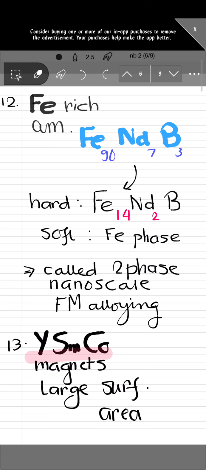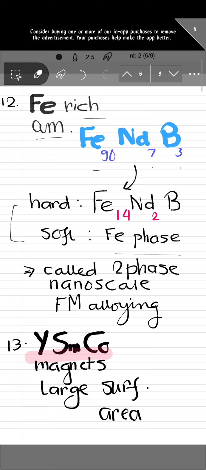Then we have Fe-rich amorphous alloys like Fe90, 7 and 3, which has two different parts. One is hard and another is soft. Soft is simply the iron phase. So it is called a two-phase nanoscaled ferromagnetic material.